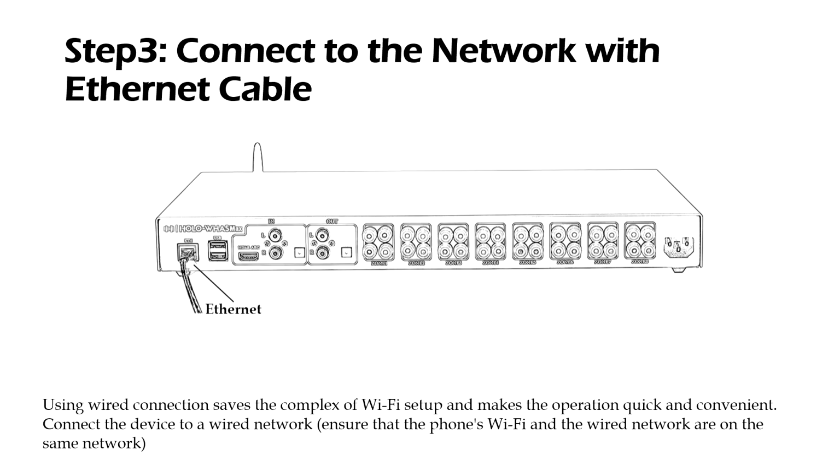Step 3. Connect to the network with Ethernet cable. Using a wired connection saves the complexity of Wi-Fi setup and makes the operation quick and convenient. Connect the device to a wired network. Ensure that the phone's Wi-Fi and the wired network are on the same network.